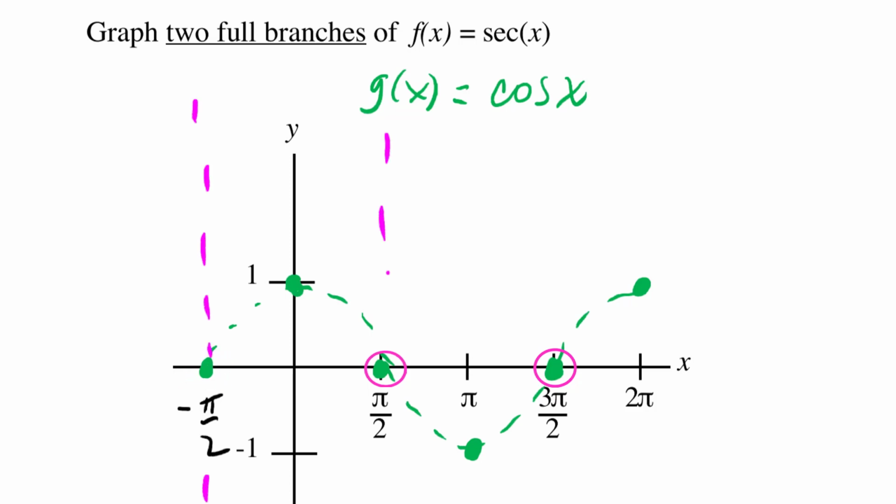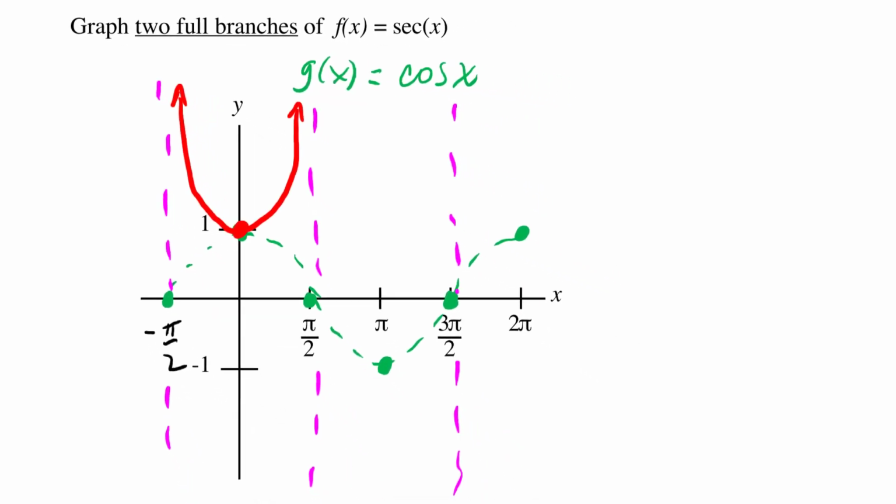Once we have the asymptotes drawn in, we connect the graph at +1 or at -1. In the first pair of asymptotes, it's 1 and the graph goes upward. In the second pair of asymptotes at pi, the graph starts at -1 and goes downward. And that's the graph of the secant function.